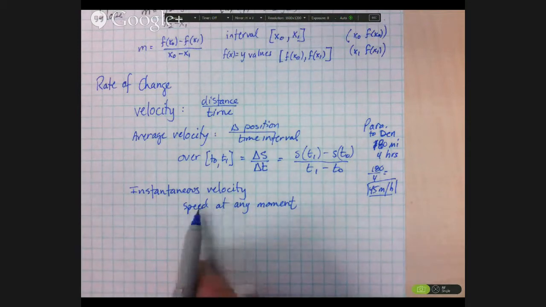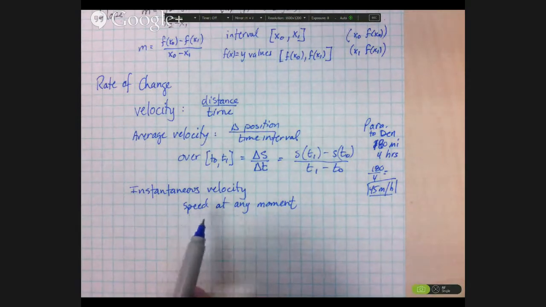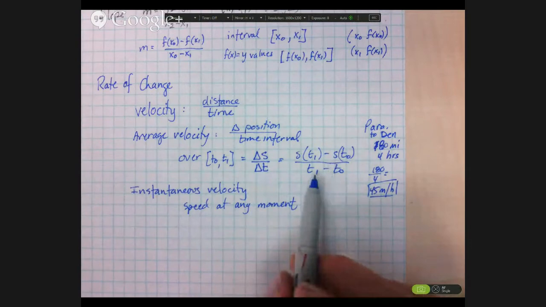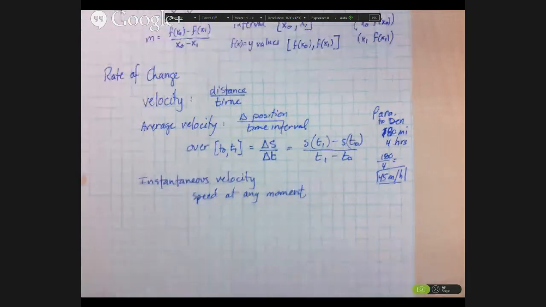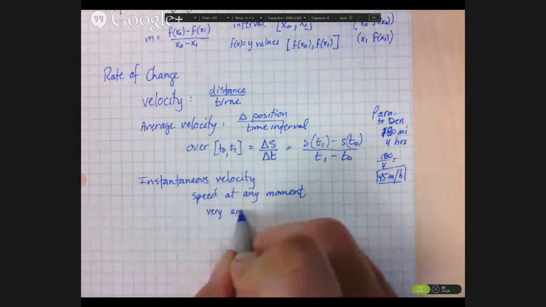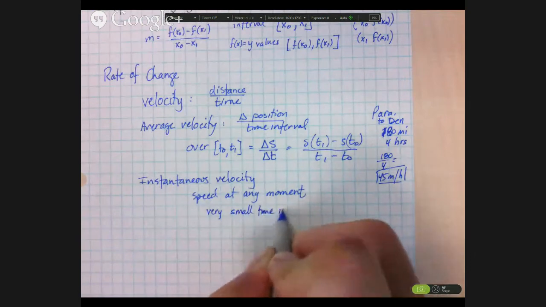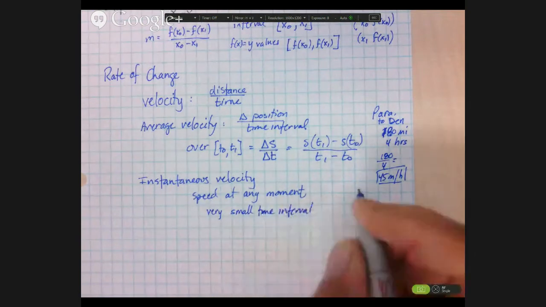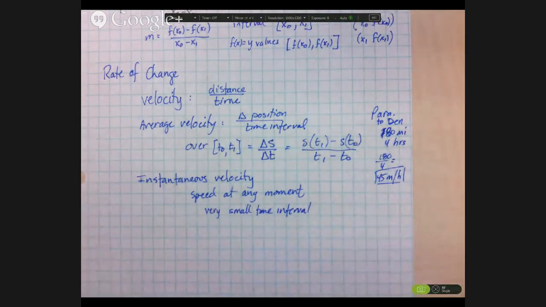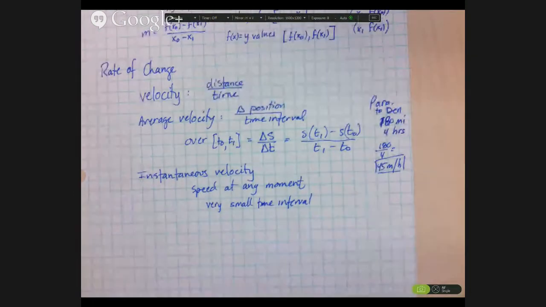This, I'm going to show you how to calculate this. Basically, it's just a very small time interval, so we'll use like 0.01 seconds here to calculate an instantaneous velocity. Okay. So it's a very small time interval. And we're going to actually do something called limits, which shrinks that time interval as close to 0 as possible. So we get an instantaneous velocity. Okay. Let's do an example.